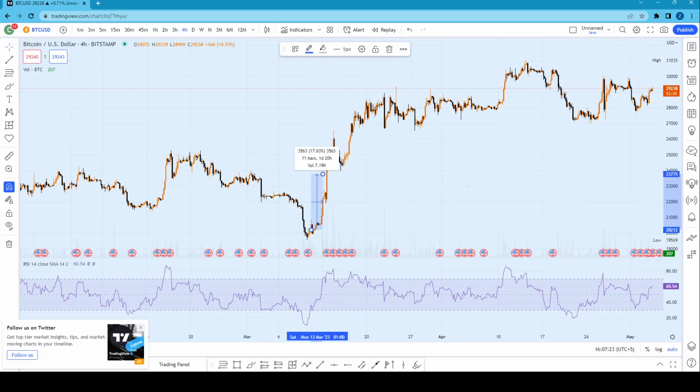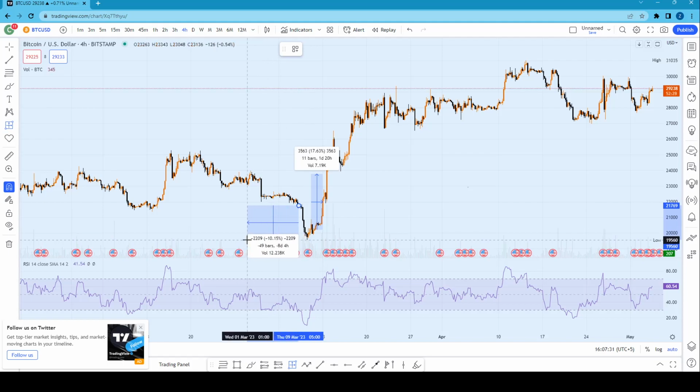If you had bought once it went below 30, like around here, you would have been in about a 10% loss, and you would have made some gains once it goes above, but that would have been like half of the gains. So you can see how different it is.